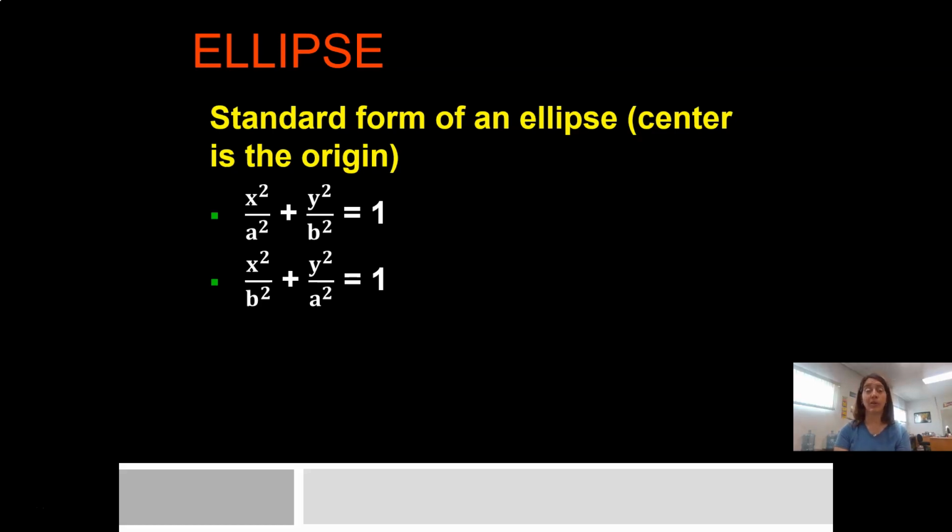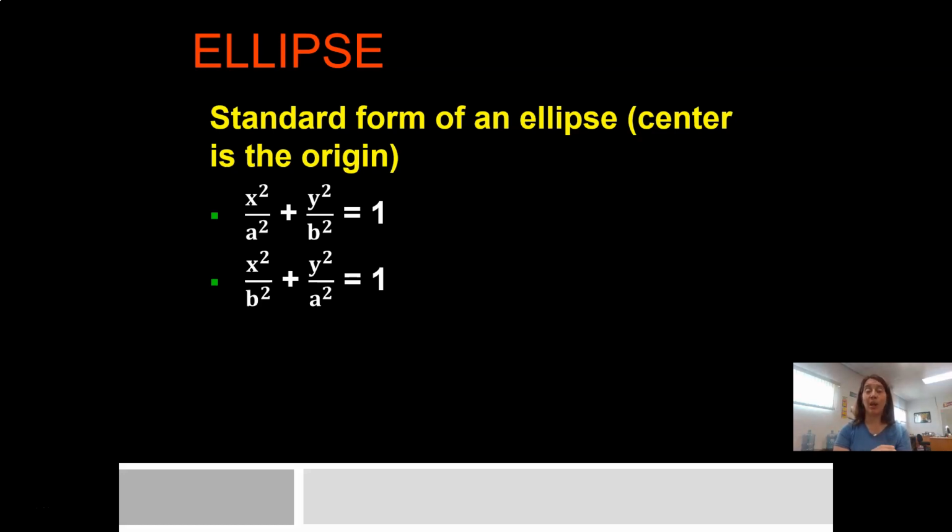Notice the only difference for the second equation: the a and the b have switched around. So now it says x squared over b squared plus y squared over a squared is equal to 1. Again, the x squared and the y squared are always going to be in the numerator. There will be numbers in the denominator, and depending on the location of those numbers will help us determine which axis is the longer of the two axes in our question.